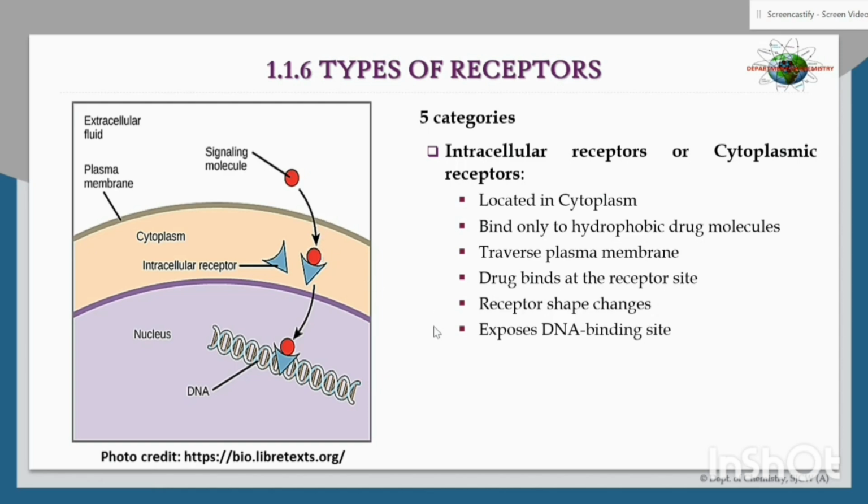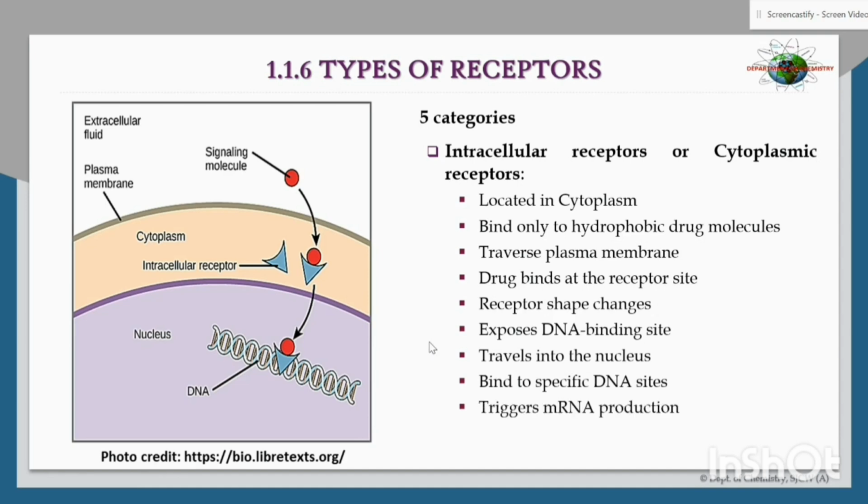Now, this receptor travels into the nucleus along with the drug, and then it binds to the DNA. Once it binds to the DNA at a specific site, it triggers mRNA production inside the nucleus. So, this particular receptor does not involve other receptors in translating the signal carried by the drug.